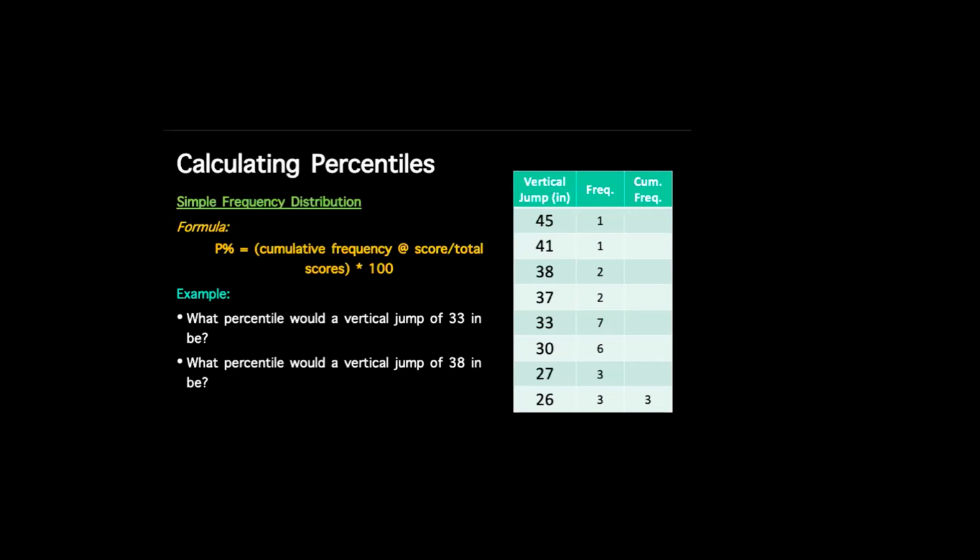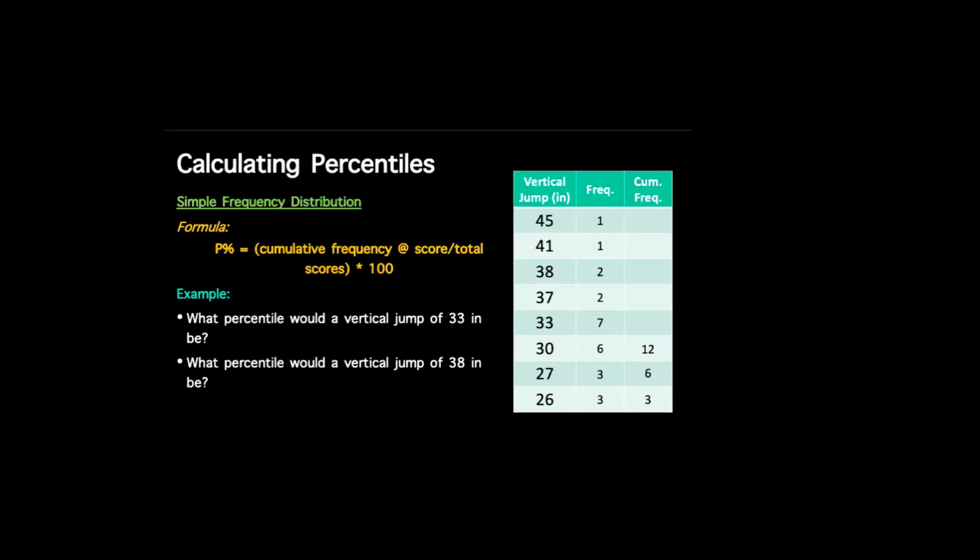From there, all we do is add this cumulative frequency plus the frequency of the next best score, and that'll give us the cumulative frequency at the score of 27 inches, which would be 6, because 3 plus 3 is 6. To calculate the cumulative frequency of people who had a vertical jump of 30 inches or worse, equal to or less than 30, we add our cumulative frequency of 6 to the frequency of 6 at 30, and we end up with a cumulative frequency of 12. So this indicates 12 people were able to jump 30 inches or lower. Does that make sense?